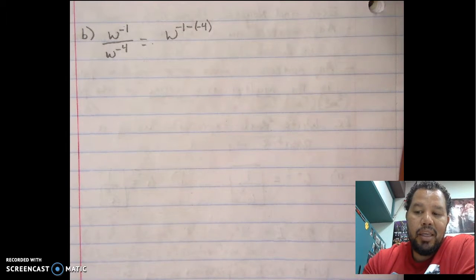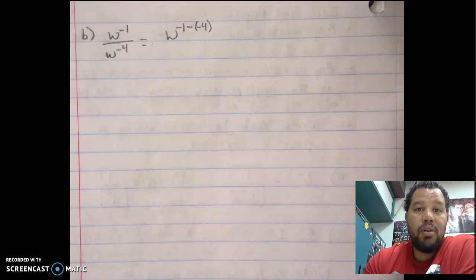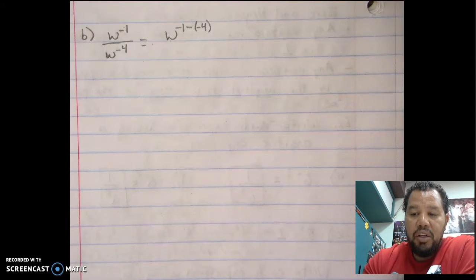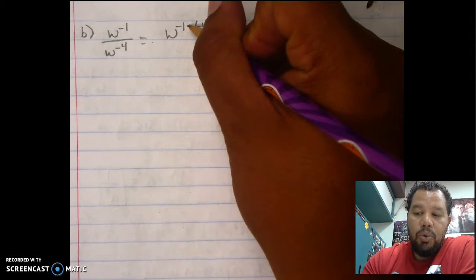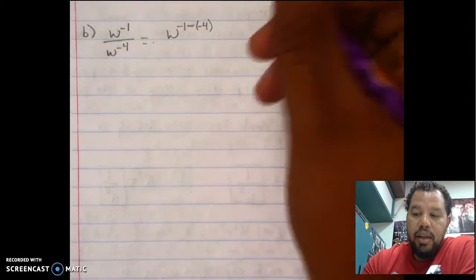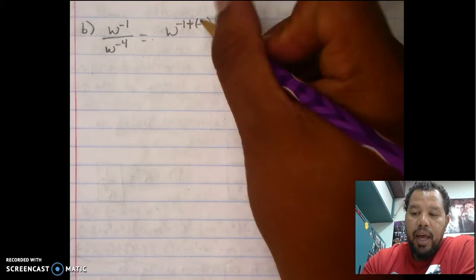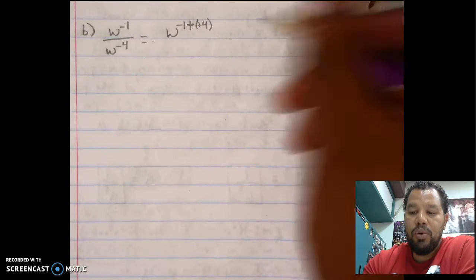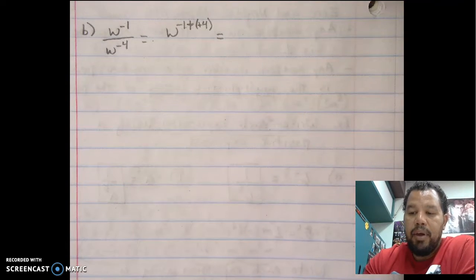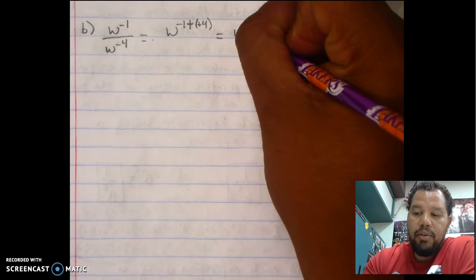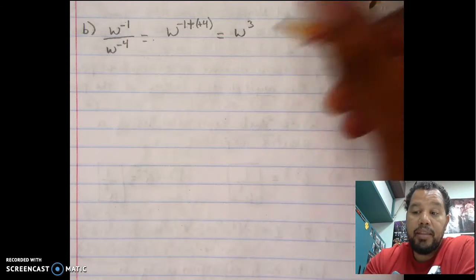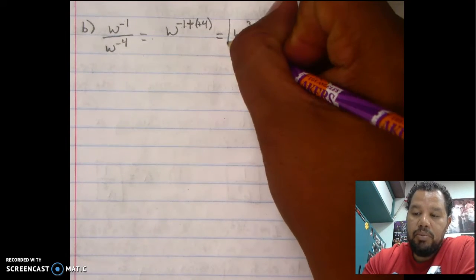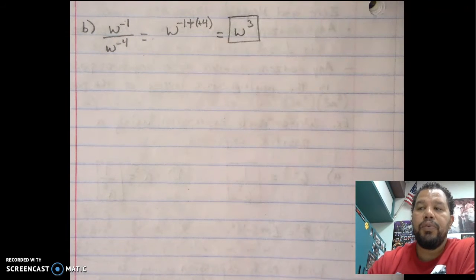Subtraction is the same thing as adding the opposite. That's where we get keep, switch, or whatever words your teacher told you to help you remember, like keep, flip, change. In this case, we're adding the opposite. This subtraction can become adding. The opposite of negative 4 is positive 4. So this is negative 1 plus a positive 4, which ends up being 3. So we have w to the third power. It's a positive exponent, so we can leave it just like that. This expression simplifies to w to the third power.